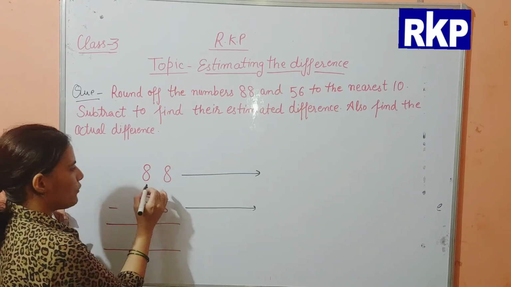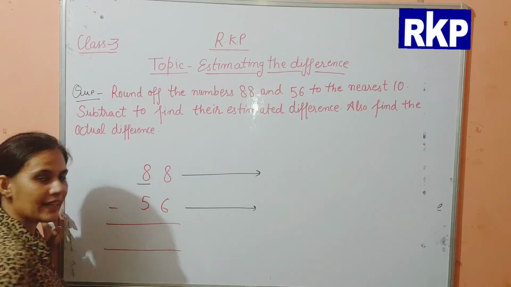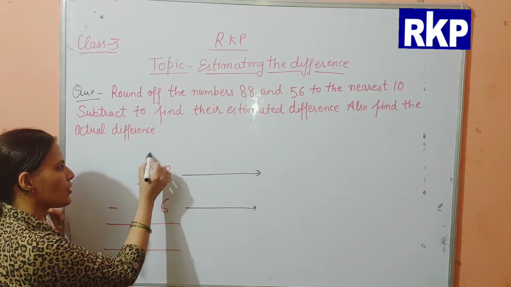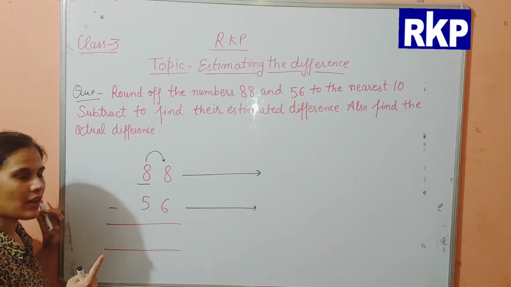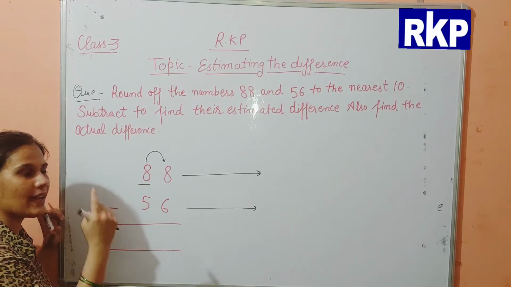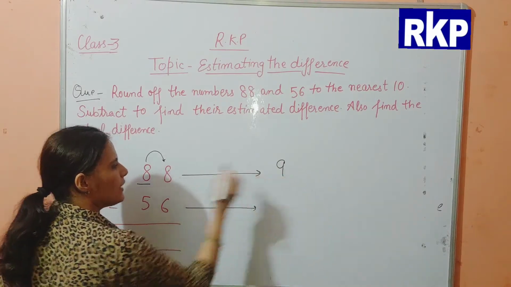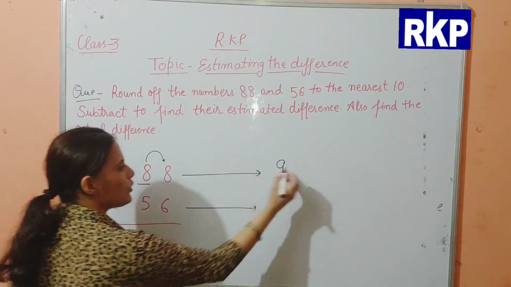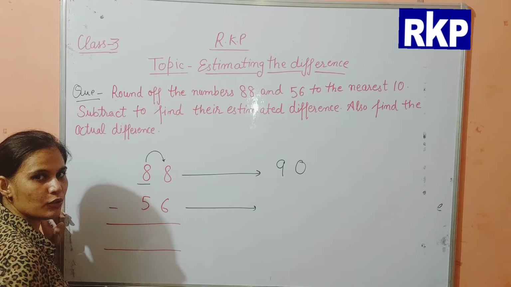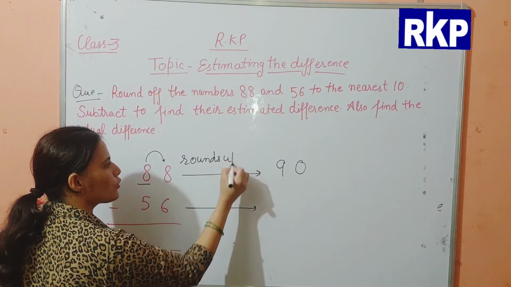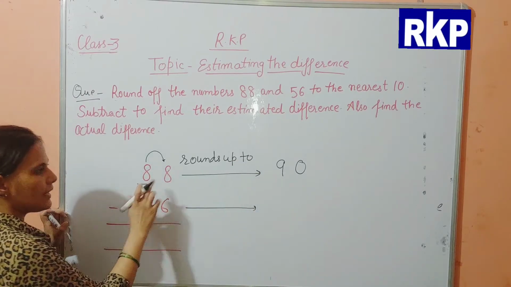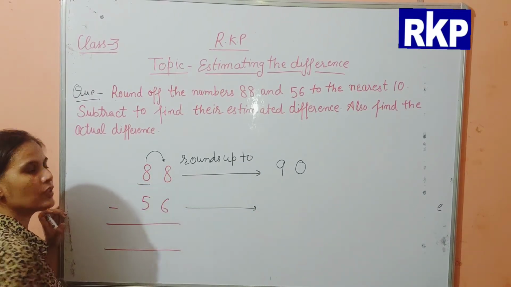So let's see. First of all, underline the tens place and see the digit just to the right of the tens place, that is 8, which is greater than 5, so the tens digit will increase by 1. So it becomes 9 at the tens place and 0 at the ones place. What will you write here? Rounds up to, because this number goes up. 88 becomes 90, so you will write rounds up to.